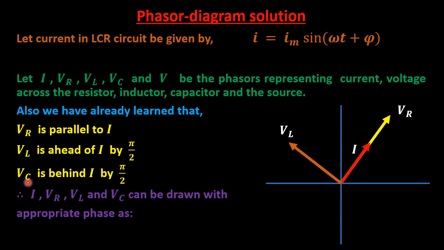And by the third point, VC is behind I by pi by 2. So according to the third point, VC lags behind by angle pi by 2. If we subtract 90 degree from this angle, then it will be somewhere in the fourth quadrant. So maintaining the angle 90 degree between I and VC, we draw another phasor VC. So this angle is 90 degree. And here the angle that I makes with this horizontal line is given by omega t plus phi.